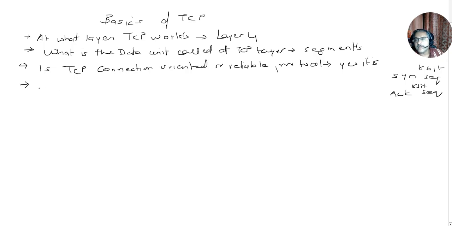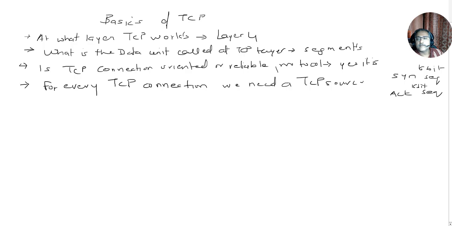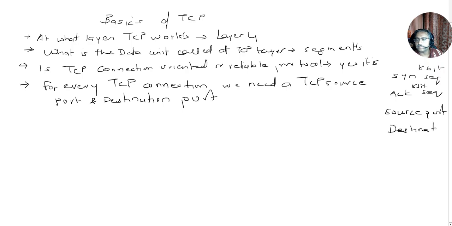So for every TCP connection, we need a TCP source port and destination port. Now we have two fields, source port and destination port, each of 16 bits. So we got another two fields, right?